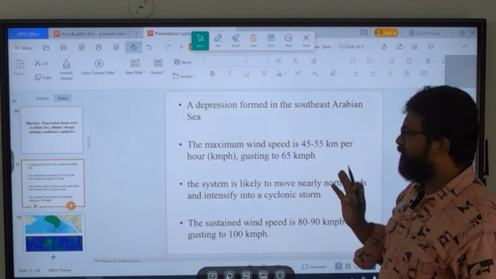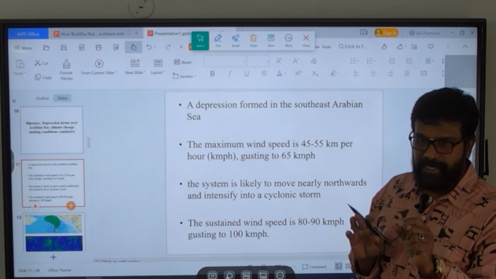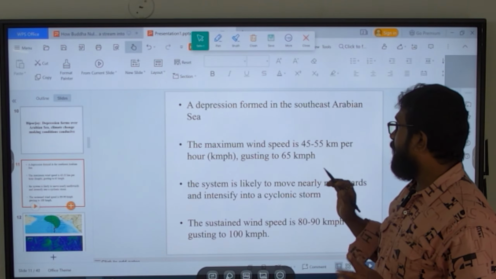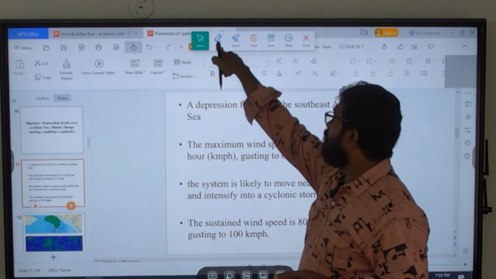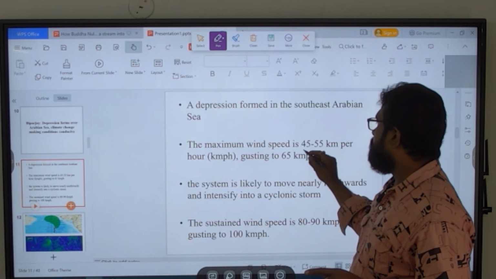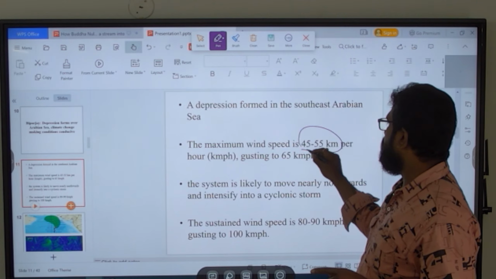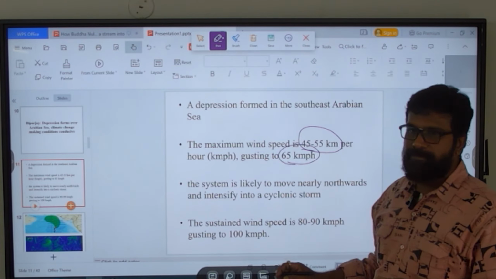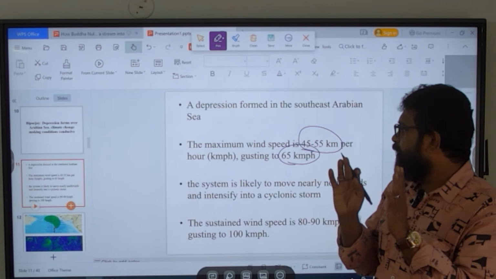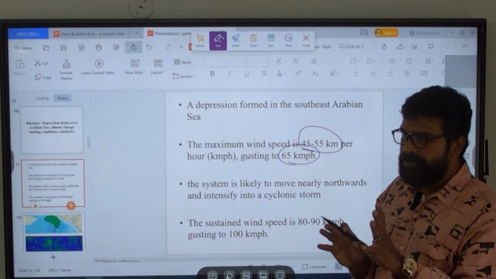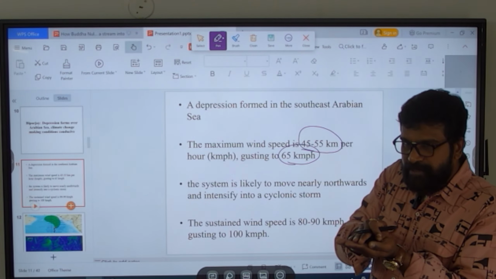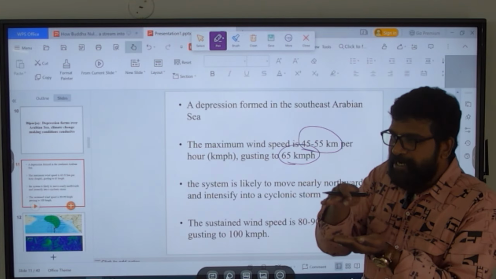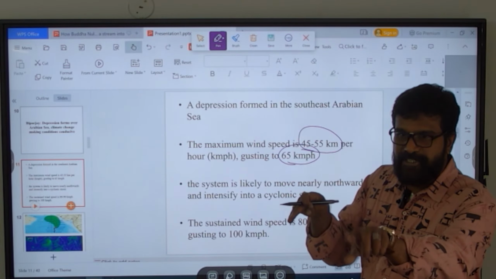First the depression is formed in the Arabian Sea. You see, in the southeast of this sea, and it has a wind speed of up to 45 to 55 kilometers per hour, gusting to 65 kilometers per hour. So what is the real logic here? When a depression's wind speed, that is the velocity of the wind, increases, that is called a cyclone.